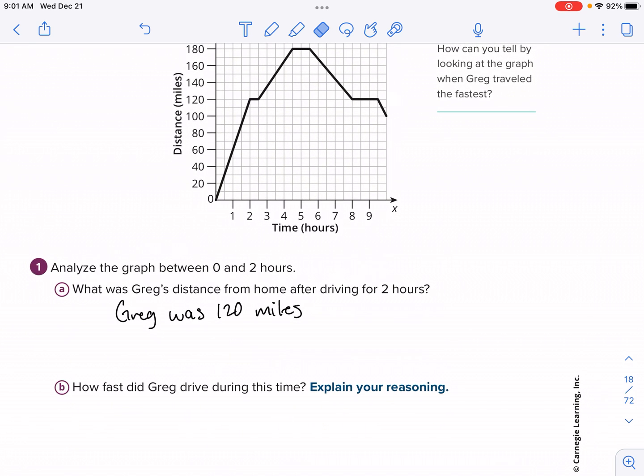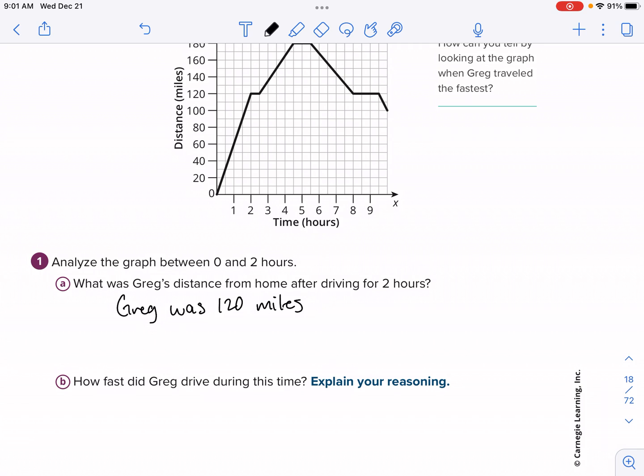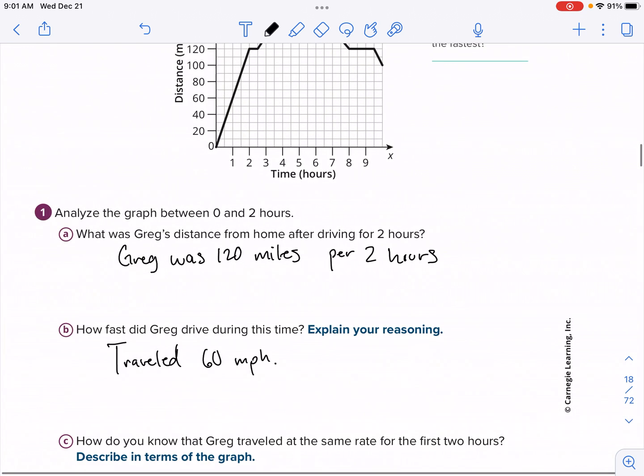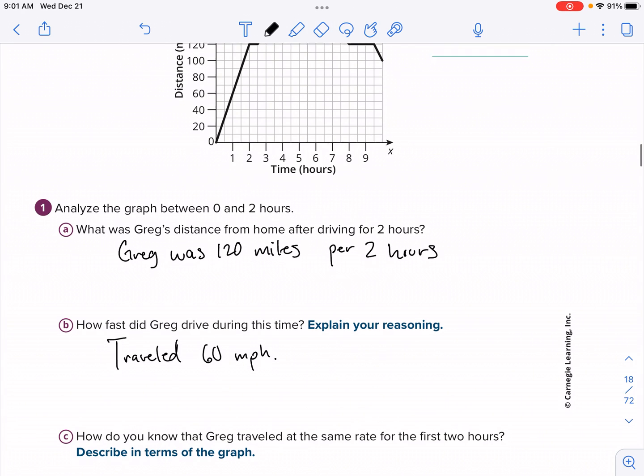How fast did Greg drive during this time? Now, for the U.S. system, we measure speed in miles per hour. So this was 120 miles per 2 hours. So what we'll have to do is divide 120 by 2. 120 divided by 2 is 60. So he traveled 60 mph, for miles per hour.